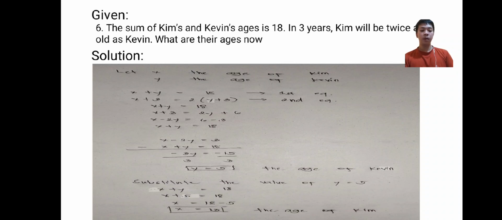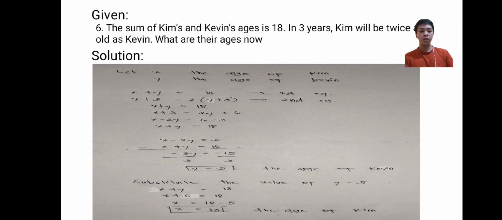So x plus y is equal to 18. X plus 3 is equal to 2y plus 6. X minus 2y is equal to 6 minus 3. X plus y is equal to 18. Next, x minus 2y is equal to 3, minus x plus y is equal to 18. Therefore, it will have negative 3y is equal to negative 15.